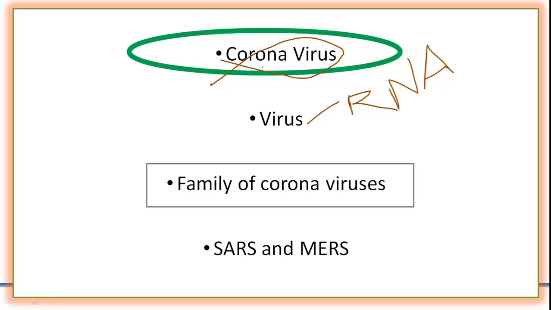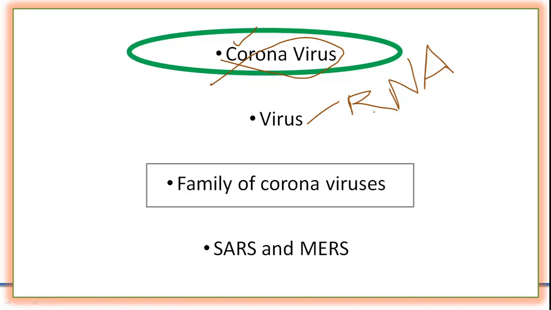Remember, after C, D comes. In alphabets, after C, the letter D comes. But over here, after C in coronavirus, D won't come. R comes. So D is not for DNA, it is R, which is for RNA.